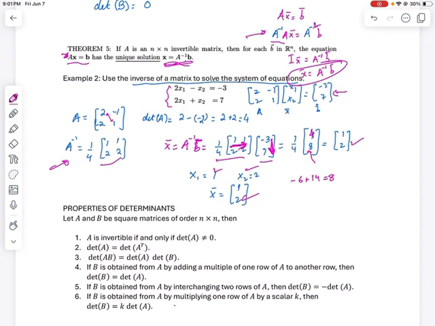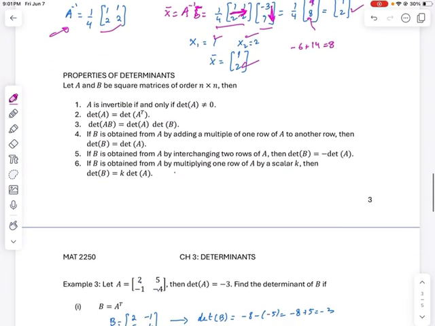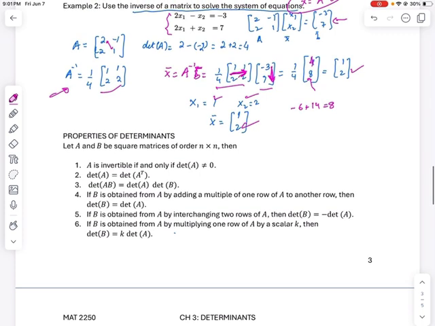I think sometimes it's easier to solve this this way. Okay, last thing we talk about is some properties of the determinant. It says that A and B are square matrices of order n by n, and A is invertible if and only if the determinant of A is not equal to 0. So any n by n matrix will be invertible if the determinant is not equal to 0. If the determinant is 0, then that matrix cannot be invertible.